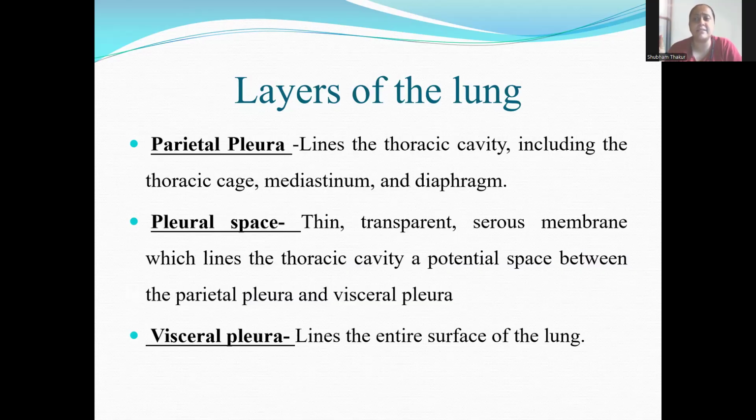Then pleural spaces. Pleural spaces are the spaces present between the lungs and the parietal pleura. They are transparent serous membranes, and there is a space between the parietal pleura and the visceral pleura. The visceral pleura lines the entire surface of the lungs.